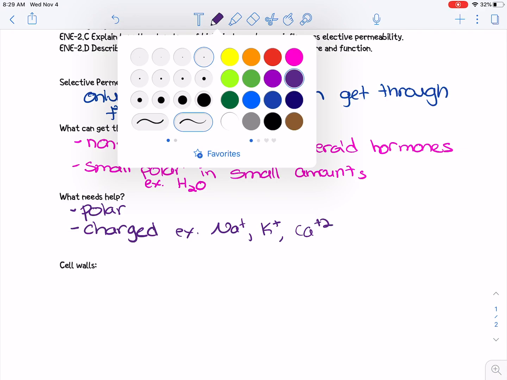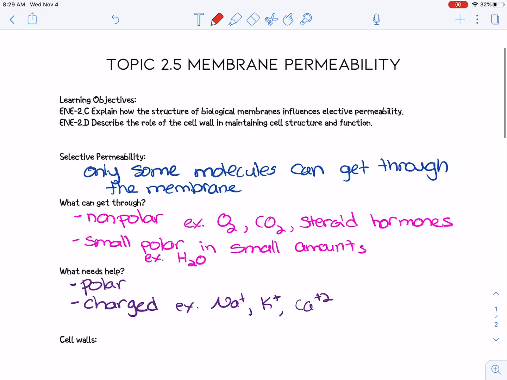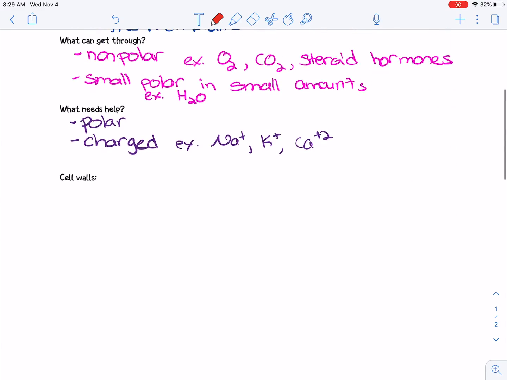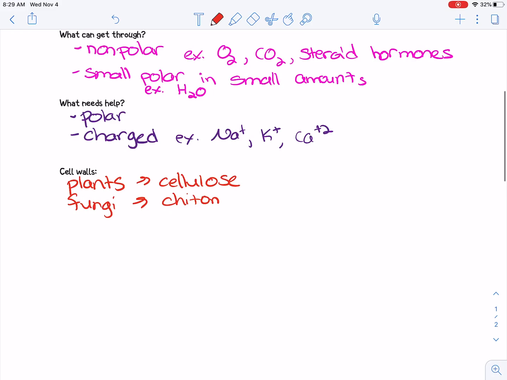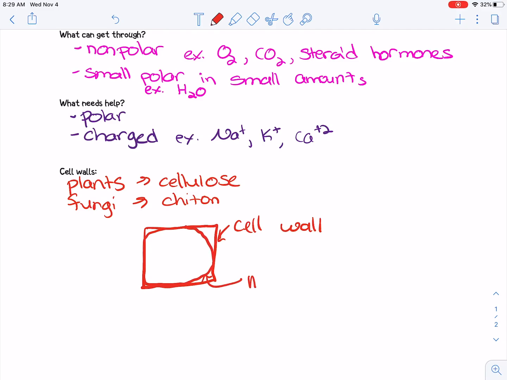The other thing that's part of this whole topic of membrane permeability is that some organisms, like plants, have a cell wall made out of cellulose. Fungi have one made out of chitin. And some bacteria also can have cell walls to help maintain structure. If you're looking at a cell, here's our cell wall, and inside of it is the actual cell. So there's the membrane.